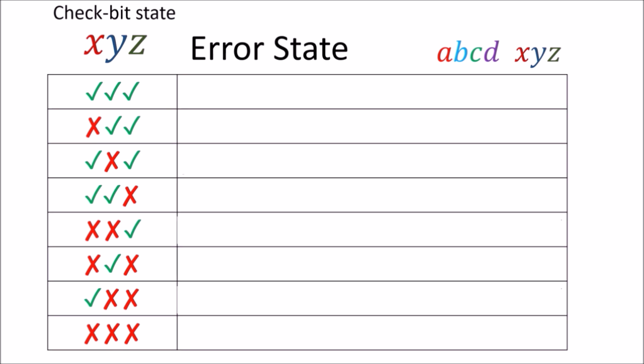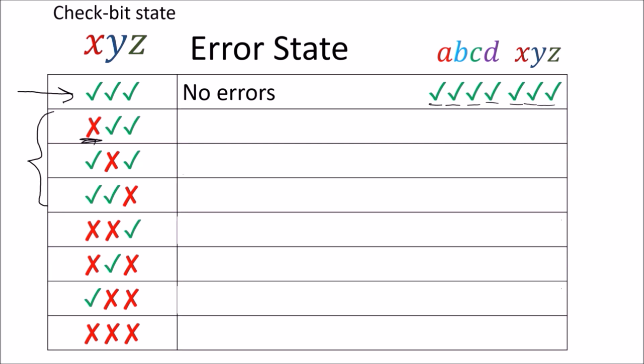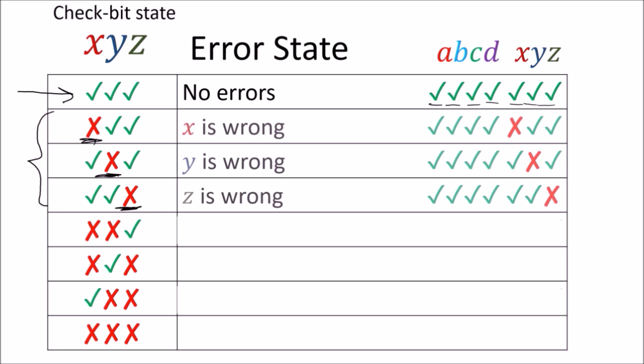So I've written out all the 8 check bit states here, and we need to decide which error state they will represent. So if all the check bits are correct, it makes sense that this represents a state with no errors. So all of the A, B, C, D, X, Y, Z bits are correct. Now these next 3 states are the cases where the X check bit is wrong, the Y check bit is wrong, and the Z check bit is wrong. And so it makes sense to associate these with the error states where the X, Y, and Z bits are wrong, respectively. Finally, there are these 4 check bit states here.